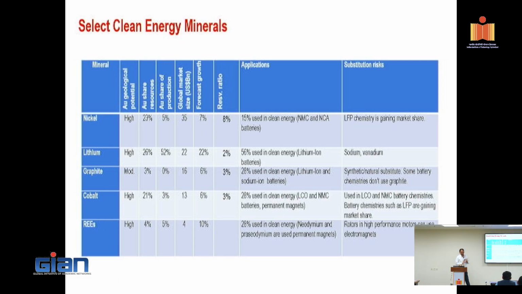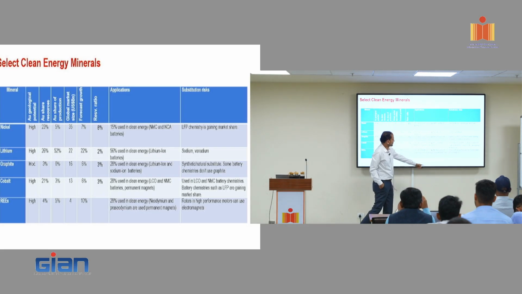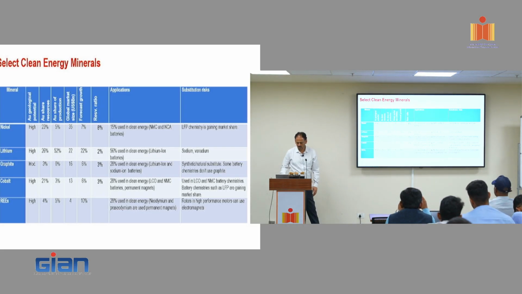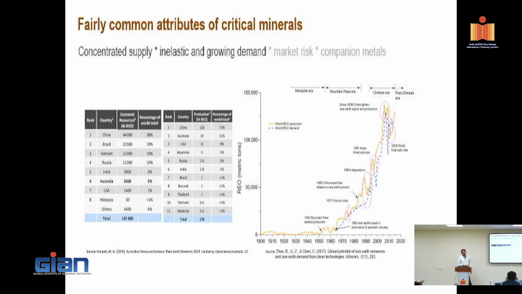So select clean energy metals. Again, if you look at here, lithium, nickel, graphite, rare earths, you see AU geological potential. AU means Australia. Australia's share of resources, etc. So again, applications and then substitution risks also listed there. So this is a fairly common attribute of critical minerals. So if you look at the rare earths, this is a very classic example. Which year was that? 2019.